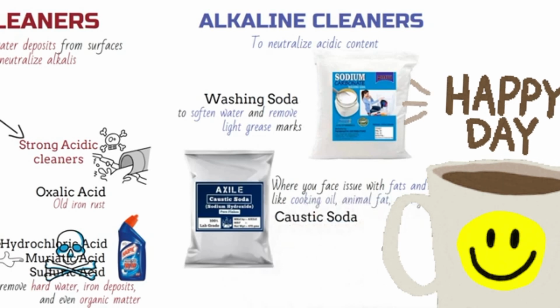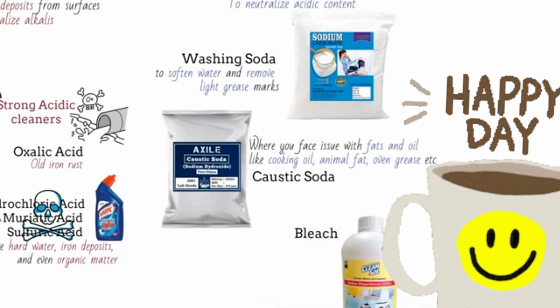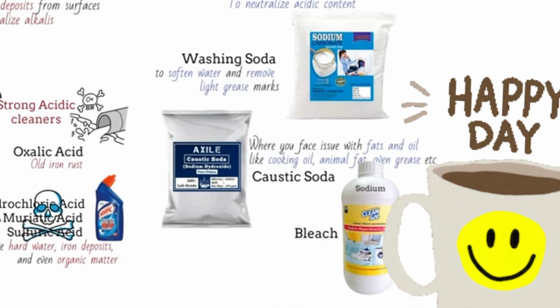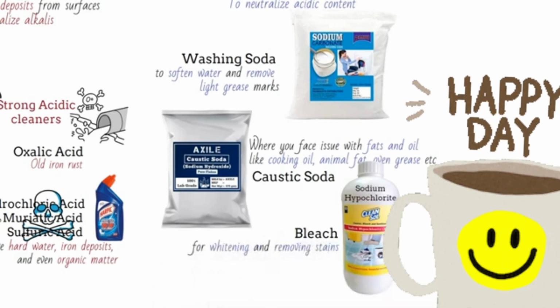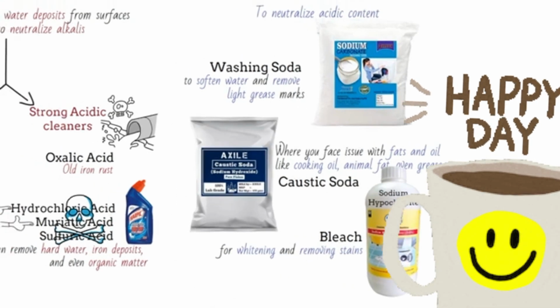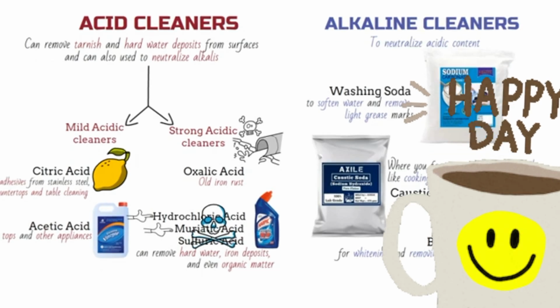etc. In alkaline cleaners, one more famous example is bleach, in scientific term known as sodium hypochlorite, which is used for whitening and removing stains from soft and hard surfaces. Well guys, that's all for acid and alkaline cleaners. Let's move to the next cleaning agent.